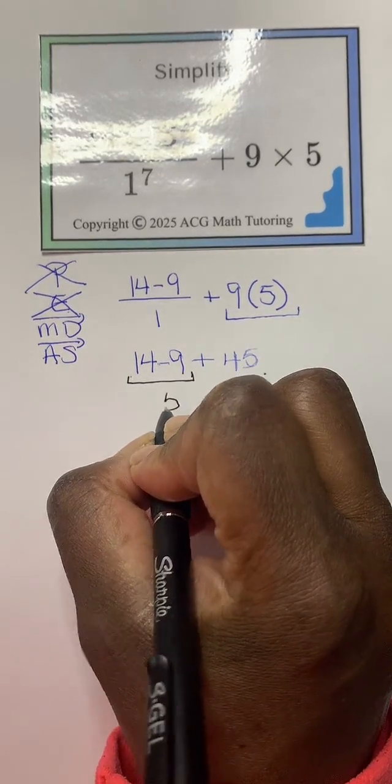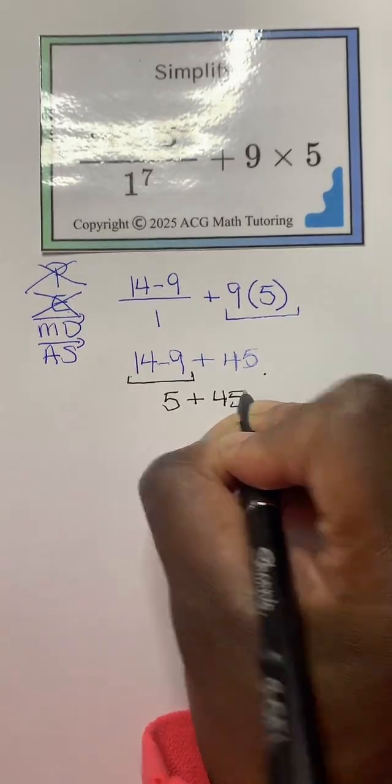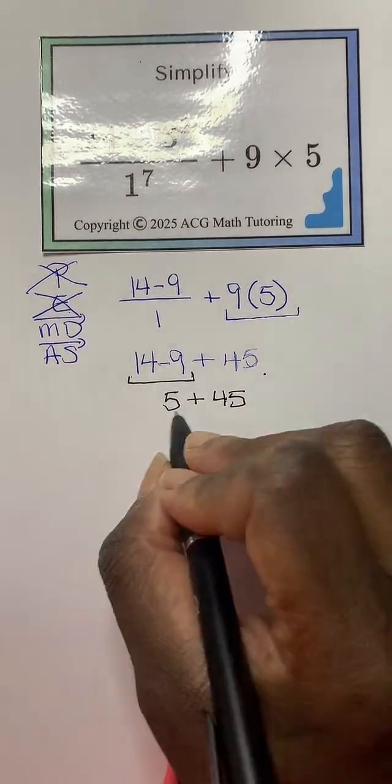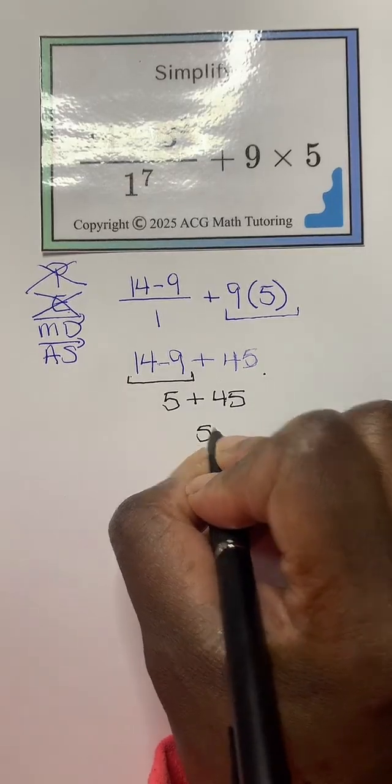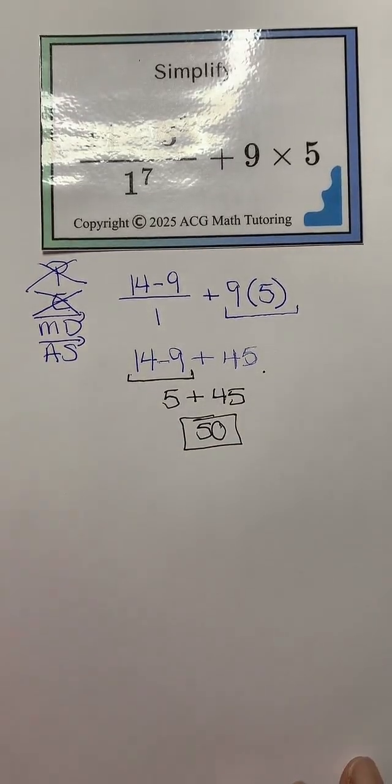So this gives us our 5. Plus, bring down the 45. Now we do our addition, 5 plus 45, and that gives me 50. And that was my age 3 years ago.